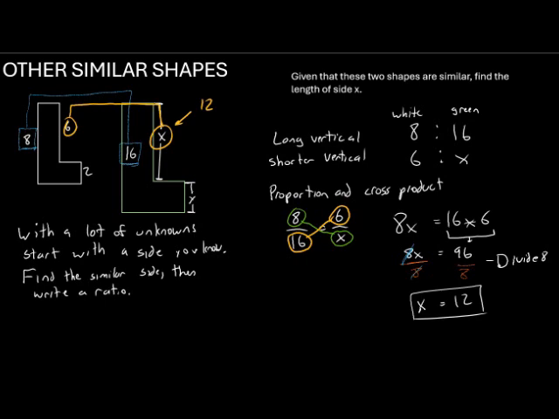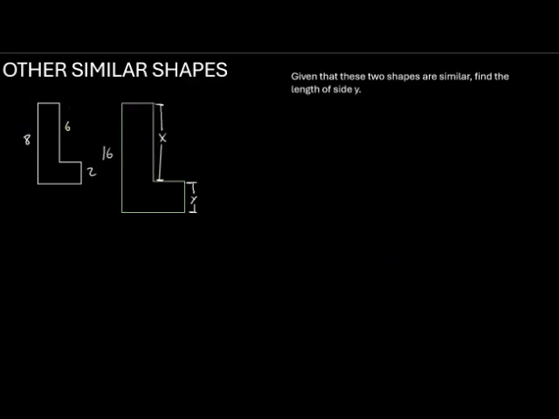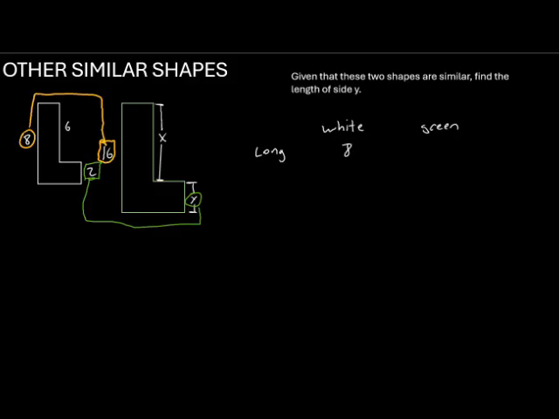Now that we know the X is 12, we can try to get Y as well. To get the other unknown side Y, let's locate Y in the picture on the right. I've circled the Y, and we'll look at what it's similar to. We can see that Y is similar to the tiny little vertical side, 2. We can also still use the fact that 8 is similar to 16. So let's write our ratios again, writing the white shape first, green shape second. For our long vertical side, the white shape had an 8, and the green shape had a 16. We'll write that as a ratio.